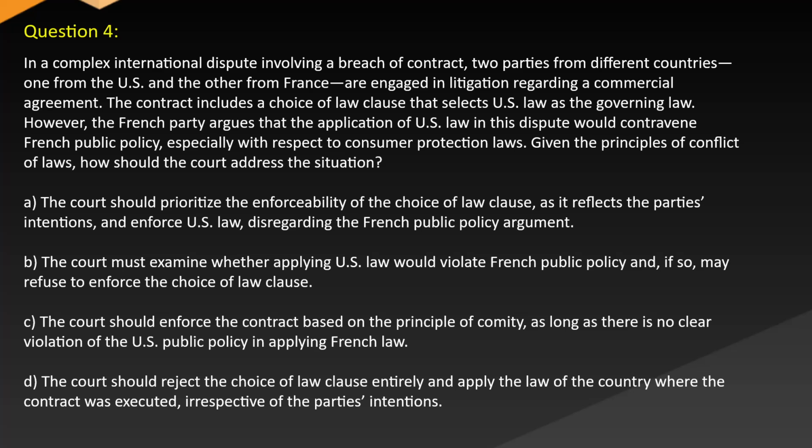A. The court should prioritize the enforceability of the choice of law clause as it reflects the parties' intentions and enforce US law, disregarding the French public policy argument. B. The court must examine whether applying US law would violate French public policy and, if so, may refuse to enforce the choice of law clause. C. The court should enforce the contract based on the principle of comity as long as there is no clear violation of US public policy in applying French law. D. The court should reject the choice of law clause entirely and apply the law of the country where the contract was executed, irrespective of the parties' intentions.